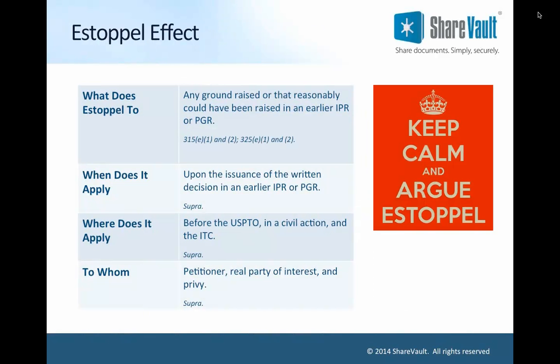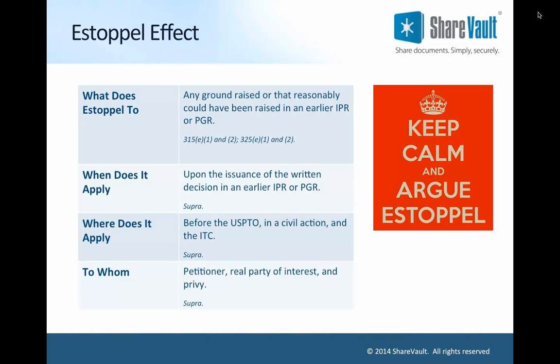Okay, now another big issue here is the estoppel effect. Basically what this means is if you bring a ground for invalidity, or you have a ground that could have been raised in a PGR or IPR, then you are stopped from arguing that a second time. And the estoppel applies once the PTAB issues a written decision. And it applies to any argument that you might bring before the USPTO or in a district court civil action or in the ITC, the International Trade Commission.